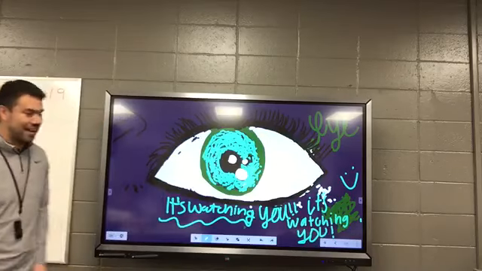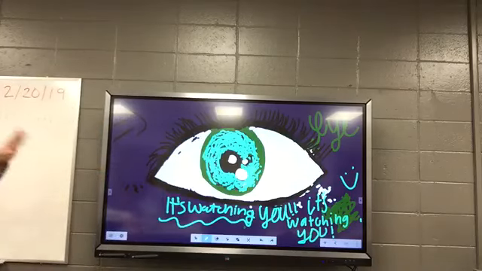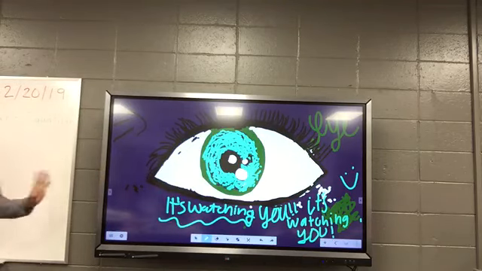This is a picture of an eye. Now, when I first saw the eye, by the way, it looked really cool. And then I read the caption. I'm like, that's kind of creepy. But it's not offensive, so I'm going to let it go up there.